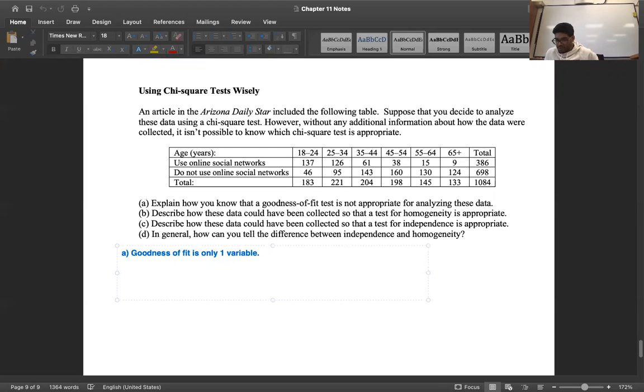Now the next question: describe how the data could have been collected so that a test of homogeneity is appropriate. Here, you would do 2 independent samples, 1 from each category, and then ask whether each person uses social media or not. Or we could take 2 independent random samples, 1 of social media or social network users, and 1 of people who do not use social media or social networks, and ask every member of each population how old they are. So you take 1 sample from each group, whether they use social media or not.